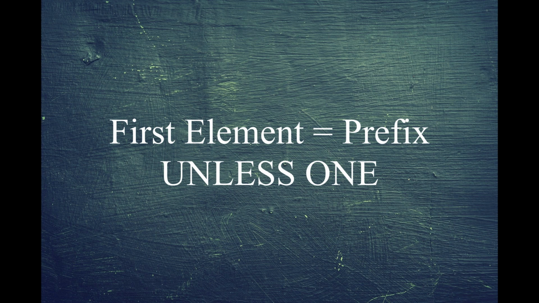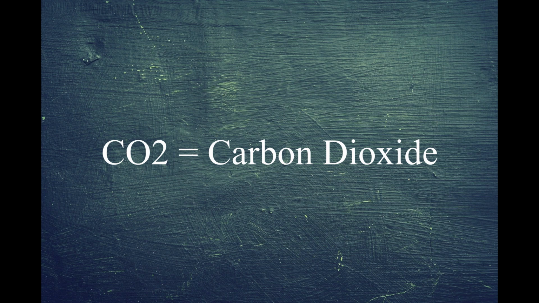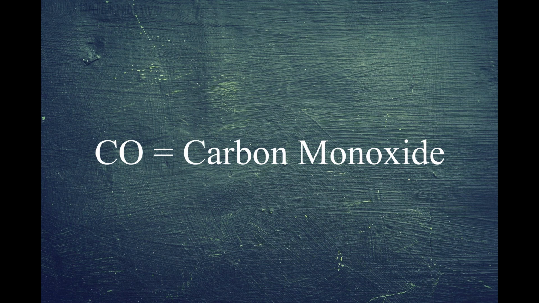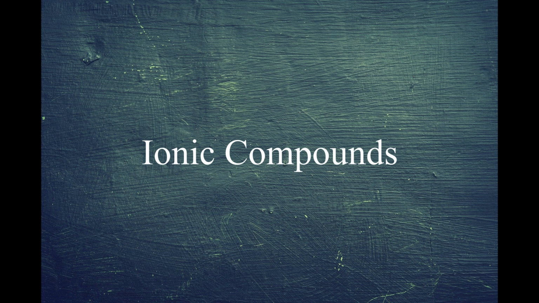Here's the rule for binary molecular compounds. On the first element, you use the prefix unless it's just 1. If it's just 1, you skip the mono and just say the element itself. And on the second element, you use the prefixes no matter what and change the ending of the element to "ide." For example, CO2 is carbon dioxide, and CO is just carbon monoxide. You try one. What is N2O4? N2O4 is dinitrogen tetroxide.